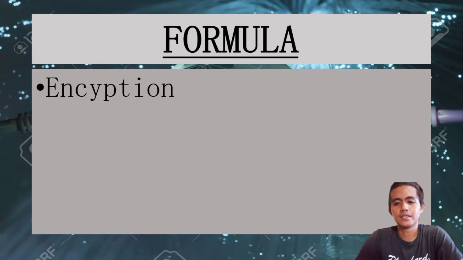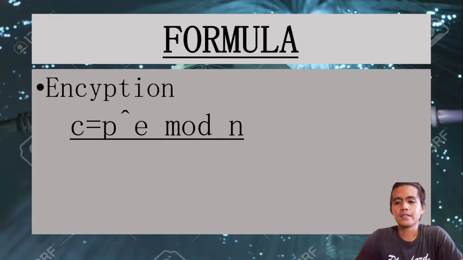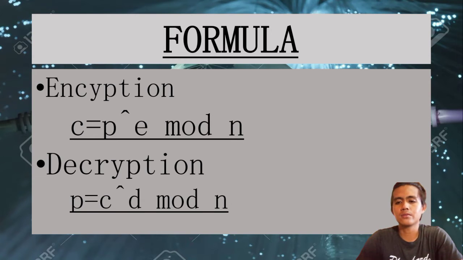For encryption, C is equal to P raised to E mod N, where C is the ciphertext and P is the plaintext message. For encryption, we need the public key, which is E. And for decryption, P is equal to C raised to D mod N, where P is the plaintext, C is the ciphertext, and D is the private key.